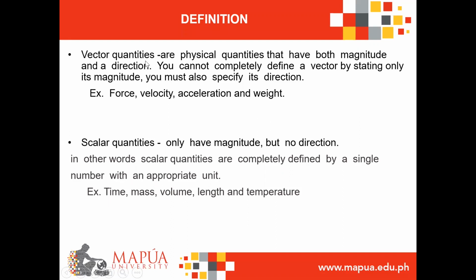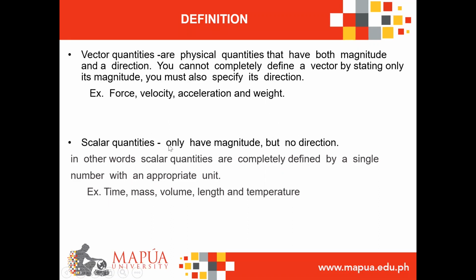Vector quantities are physical quantities that have both magnitude and a direction. You cannot completely define a vector by stating only its magnitude. You must also specify its direction. Examples are force, velocity, acceleration, and weight.